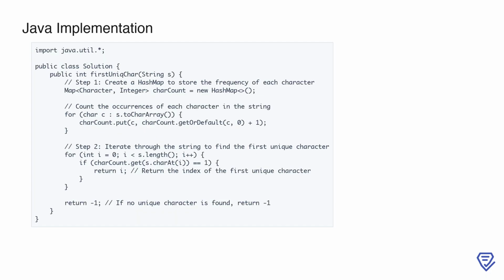This is the Java implementation of LeetCode problem number 387, first unique character in a string. The logic mirrors the Python solution. We use a hash map to count the frequency of each character in the string and then iterate through the string to find the first character with a count of 1. The key differences include type declarations required in Java, the use of hash map instead of a dictionary, and the explicit conversion of the string to a character array for iteration.